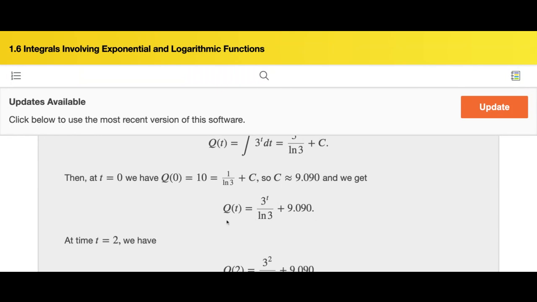Then we can write the function Q of t, a specific function of Q of t, equal to 3 raised to t divided by ln 3 plus a specific constant c. Anyone has any questions?